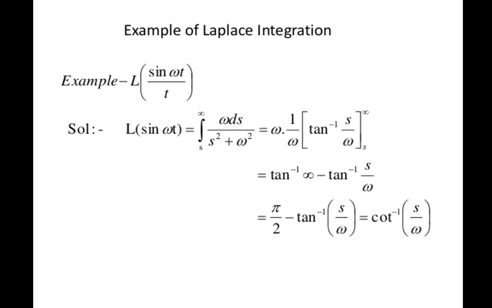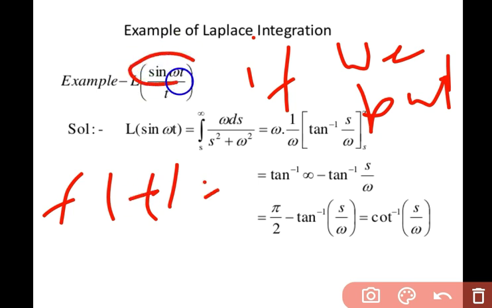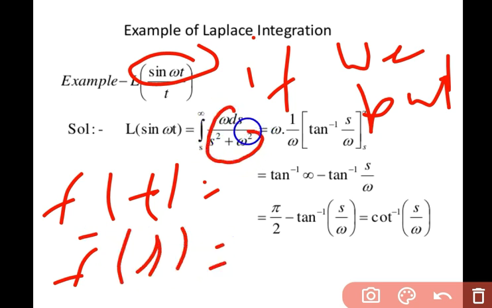Similarly, an example of Laplace integration: Laplace of sin(omega t) upon t. We know that sin(omega t) is f(t), and we use the integral from s to infinity of f bar(s) ds. If we put f(t) equal to sin(omega t), then we get f bar(s) equal to omega upon s square plus omega square. This is the same formula as we discussed previously. The integral from s to infinity, and this is f bar(s) ds.